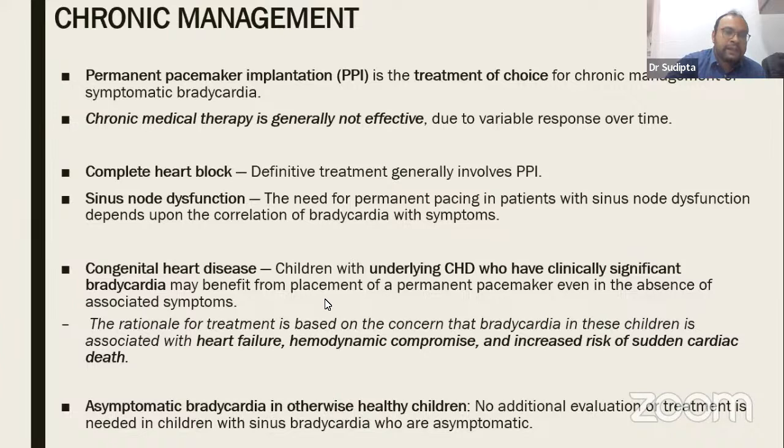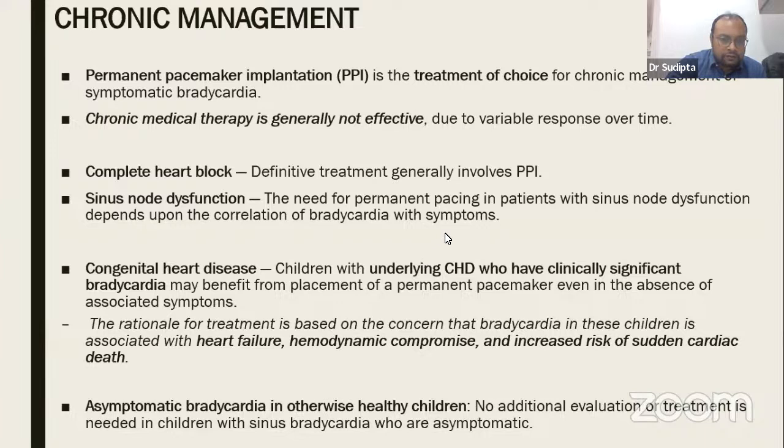In case of congenital heart disease with clinically significant bradycardia, permanent pacemaker implantation should always be considered even in the absence of associated symptoms because these children have a high chance of heart failure, hemodynamic compromise, and increased risk of sudden cardiac death. But children who are asymptomatic and do not have clinically significant bradycardia and without any congenital cardiac disease, the treatment is just following up. There is no pacemaker implantation or regular medication required.